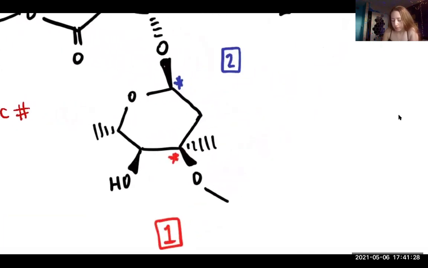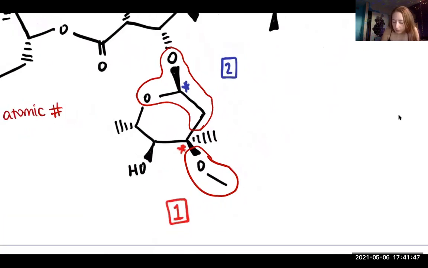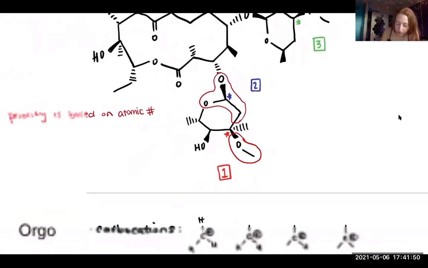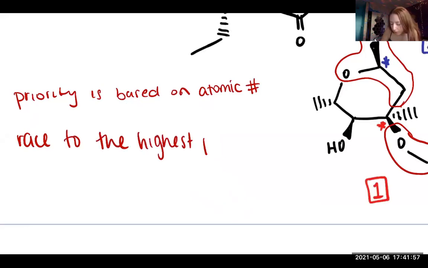So let's say here that this portion has a much bigger weight than this portion, or even has 2 oxygens as opposed to 1. So wouldn't this be higher priority? No, because this is a race. Treat this like a race to the highest priority atom.